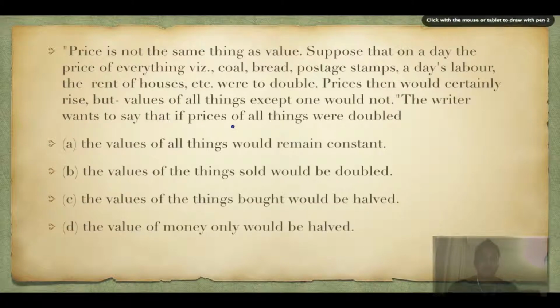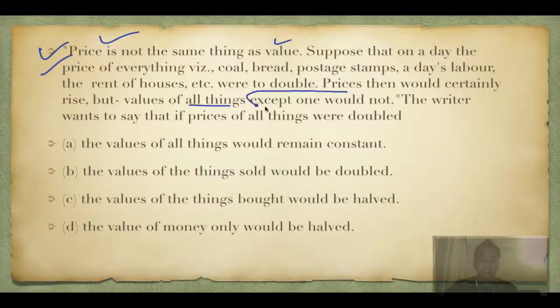Moving forward. This is a kind of argument question. Price is not the same thing as value. Obviously understood. Suppose that one day the price of everything is doubled, then the value of all things will be constant except one. So what does the writer want to say? That the value of all things would remain constant? No, he is saying that except one, the value will not change. So it is constant for all the items except one.